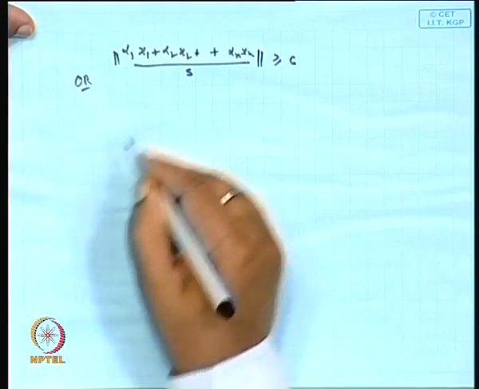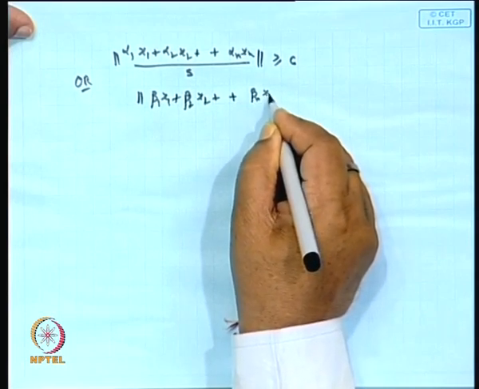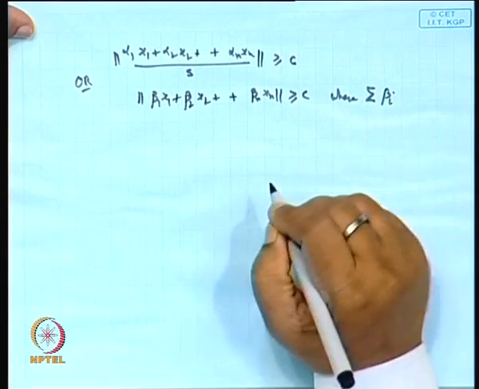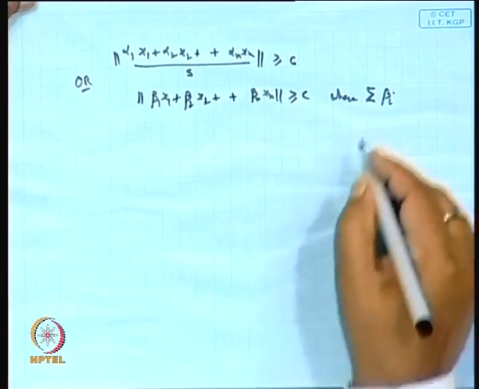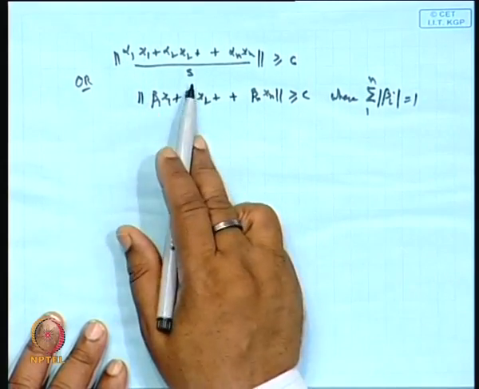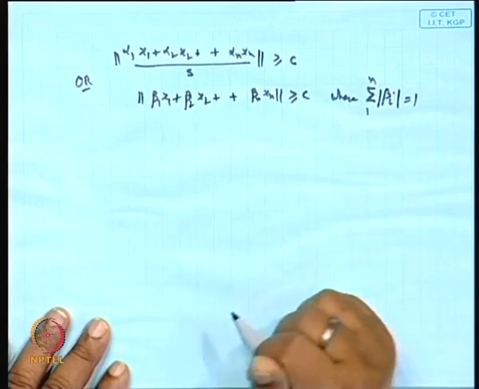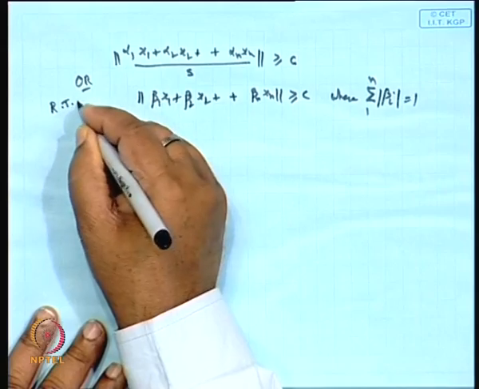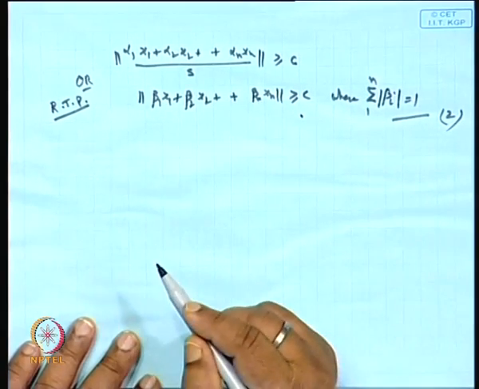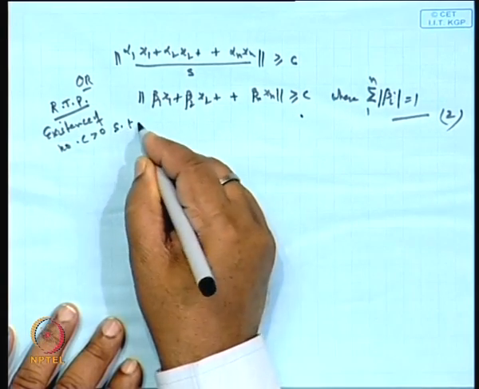Or you can say like this, that norm of beta 1 x 1 plus beta 2 x 2 plus beta n x n is greater than or equal to c, where the sum of mod beta i, i equal to 1 to n, is equal to 1. Because what is beta i? Beta 1 is alpha 1 by S, beta 2 is alpha 2 by S, and beta n is alpha n by S. Okay. So, if we take the sum of mod beta i, i from 1 to n, it is 1. So, what is required to prove is the existence of c which satisfies equation 2. That is, we need to prove the existence of a number c greater than 0 such that 2 holds.